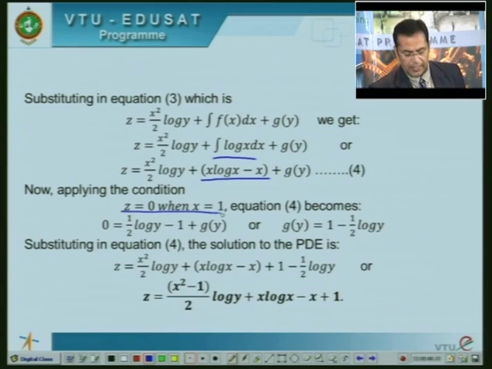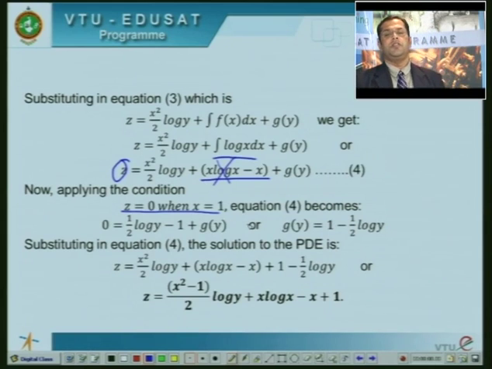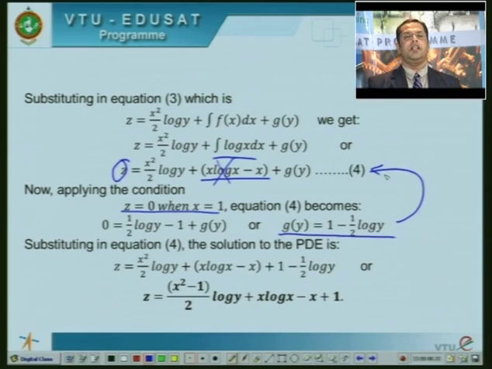Now, apply the other condition given to you, that z is 0 when x is 1. So, what happens to 4? Z will be 0 when x is 1, this is 1 by 2 log y, this is 1 into log 1 minus 1 plus g of y, but log 1 being 0, this term cancels. So, you are left with 0 equal to 1 by 2 log y minus 1 plus g of y, or that gives you g of y as, shifting these two terms to LHS, 1 minus half into log y. Substitute finally this g of y in equation 4 for the required solution.